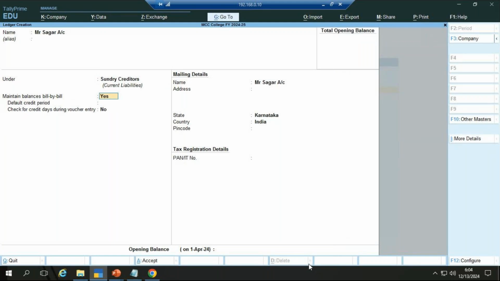Sundry creditor. Excuse me, ma'am. Yes, ma'am. Ma'am, till now for the 2 to 3 minutes we was not able to see your screen. So can you Is it fine then? just repeat it again, ma'am?